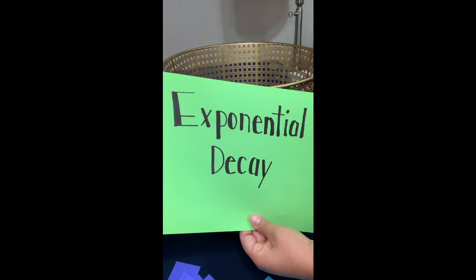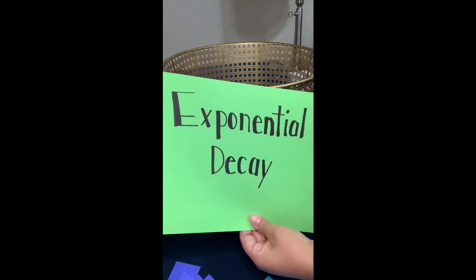Alright, welcome back. So now I'm going to be doing part 2 of our experiment today. It is the exponential decay part. So the last video showed exponential growth. So the number of pieces of paper were increasing every time I made a cut. Okay. Now we're going to be doing the opposite.